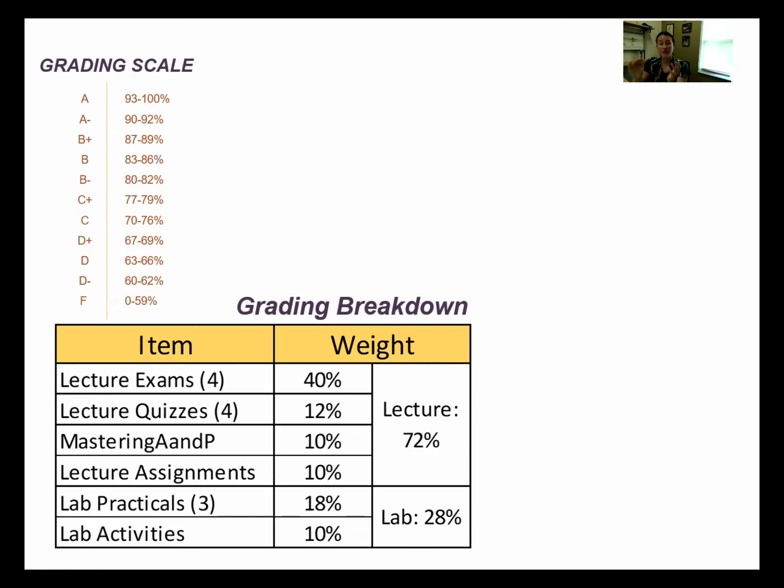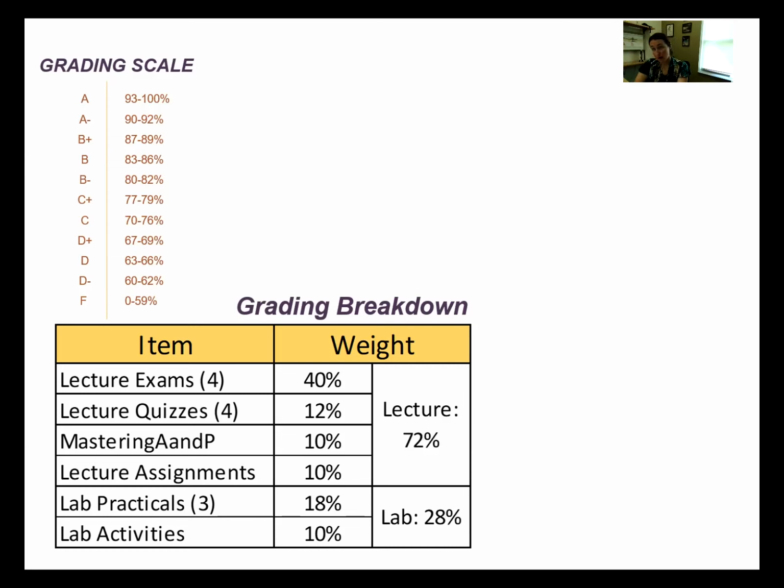And so the difference between a 72, 73, 74, I don't think that warrants passing versus not passing the course. So a C is above 70, right? So instead of above 73, it's above a 70. Okay, so your grades will reflect that at the end of the term.